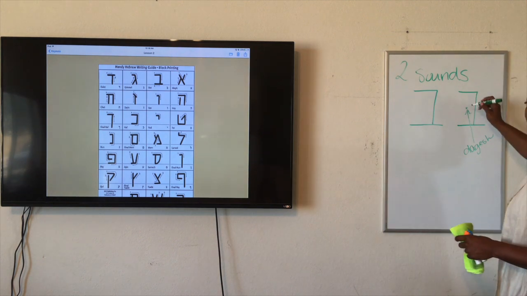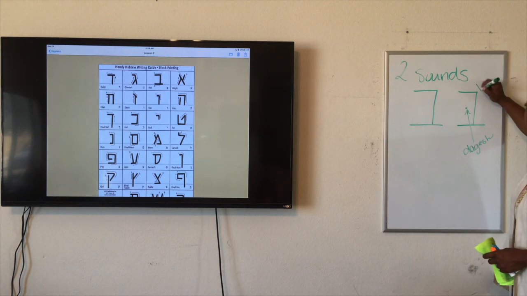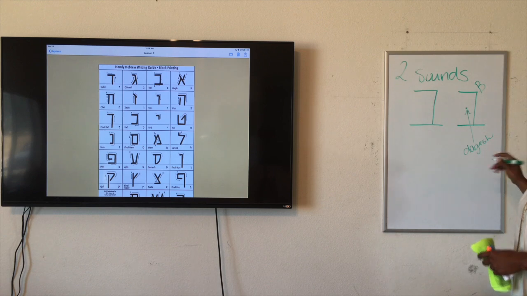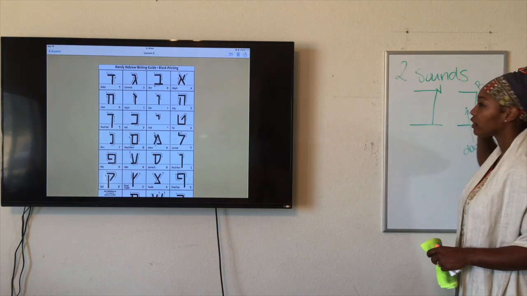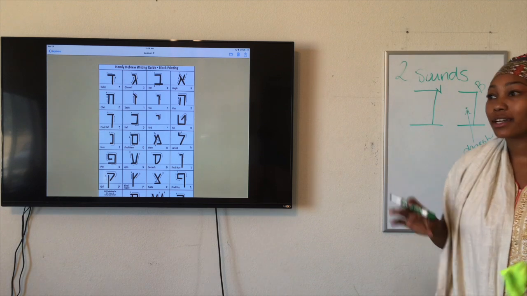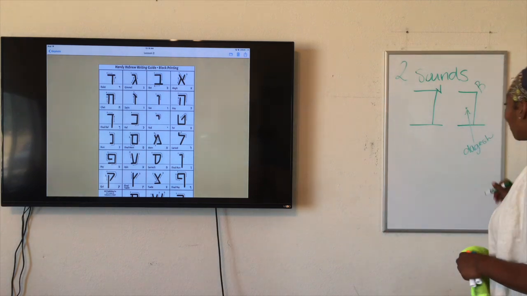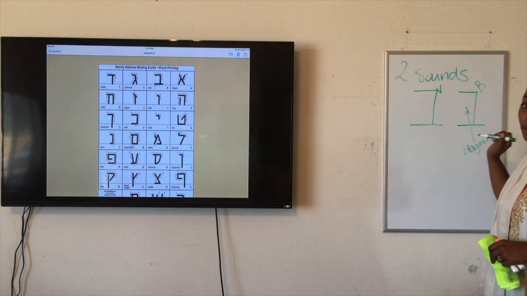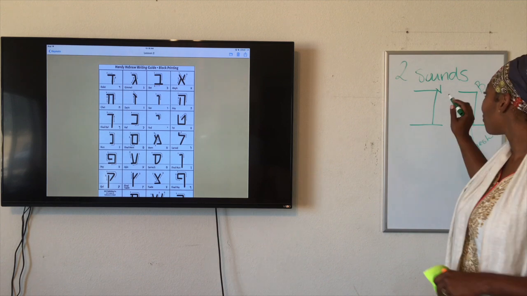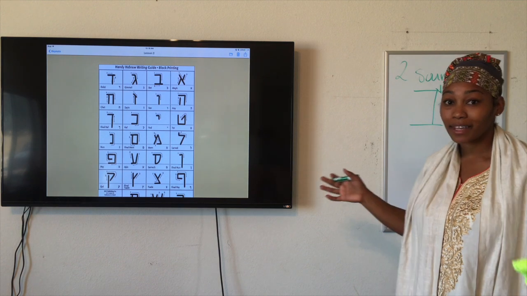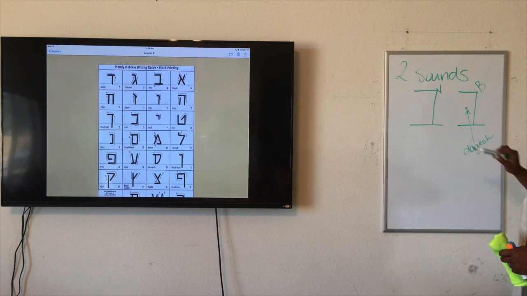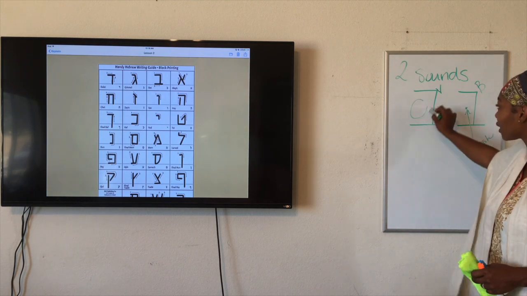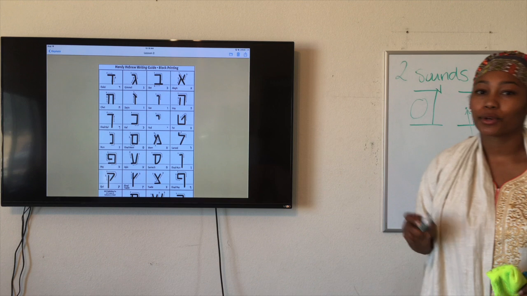So when you see the dagesh inside of the Bet, it makes the B sound. When the dagesh is not inside of the Bet, it makes the V sound. How I remember it, it's very elementary, but when there's a dot, there's a baby on the inside of that womb. When there's no dot, it's void. And so, B, baby, the little dagesh. V, there's nothing there, it's void. Very, very simple. It'll really help you.